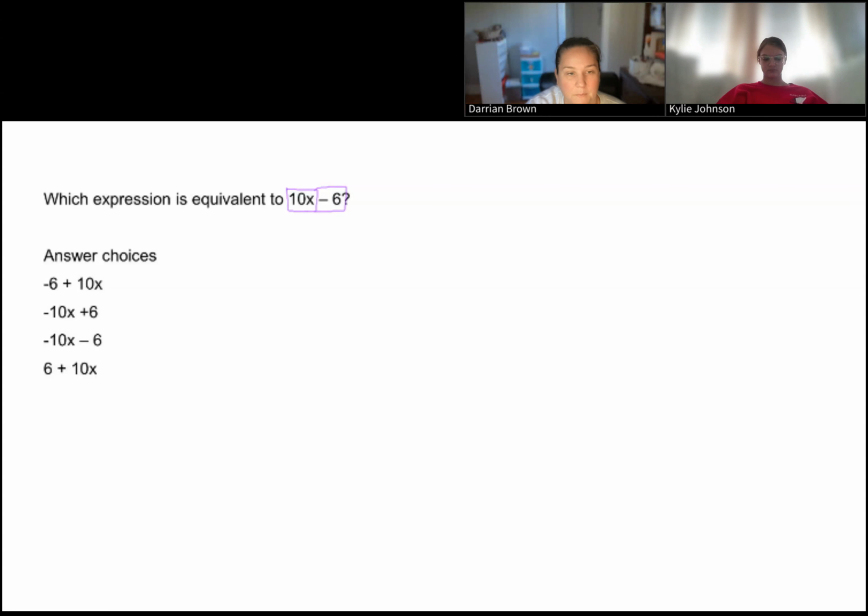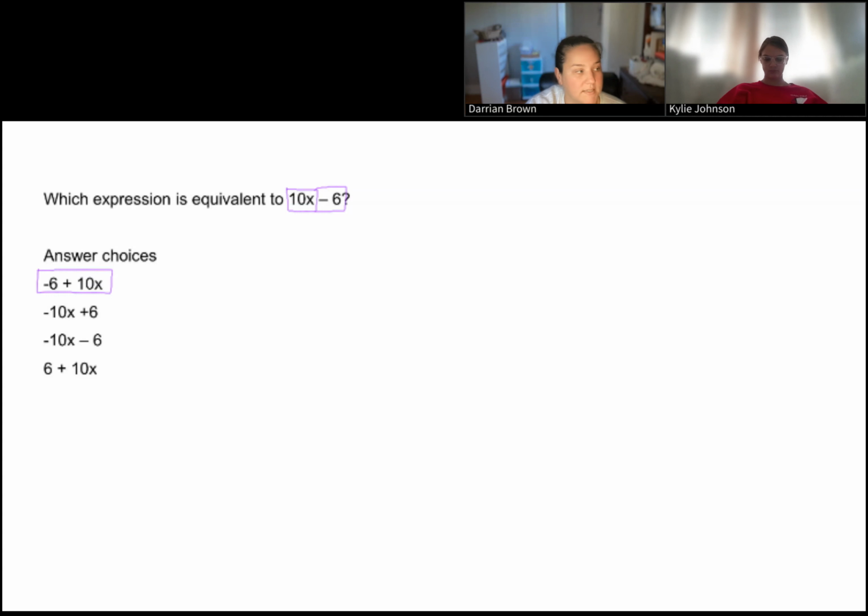Nope, it's not B. B makes the 10x a negative. We can't change it to a negative. Good, Christian. Yes. A is the correct choice because it keeps the negative 6. It keeps the positive 10x. It just changes the order of them, basically swaps it.